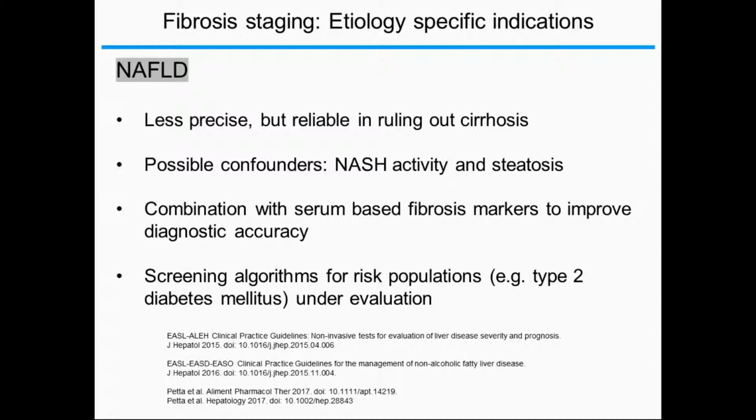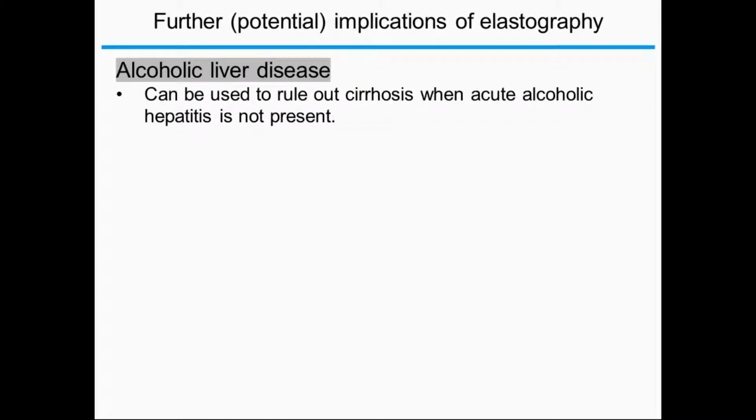Again, a combination with serum-based fibrosis markers may improve diagnostic accuracy, and there are screening algorithms using either serum-based markers or liver elastography under evaluation for risk populations like patients with type 2 diabetes mellitus, and we will see results and recommendations in the near future.